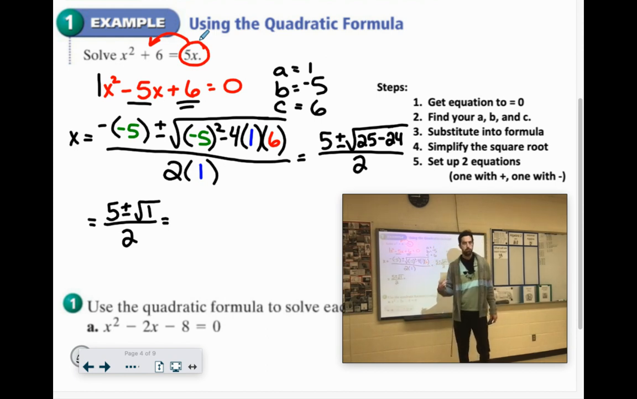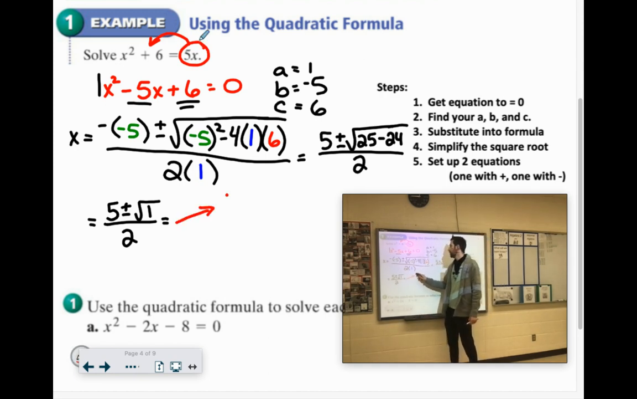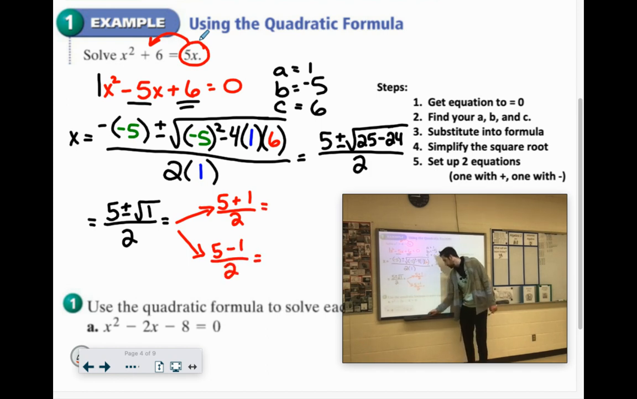Here's why we have the plus or minus. Every positive number has 2 square roots. So the square root of 1 could be 1, or it could be negative 1. That's why we have the plus or minus, because here we're going to set up 2 equations. 5 plus 1 over 2, and 5 minus 1 over 2. We solve them both, and those are both of our solutions.